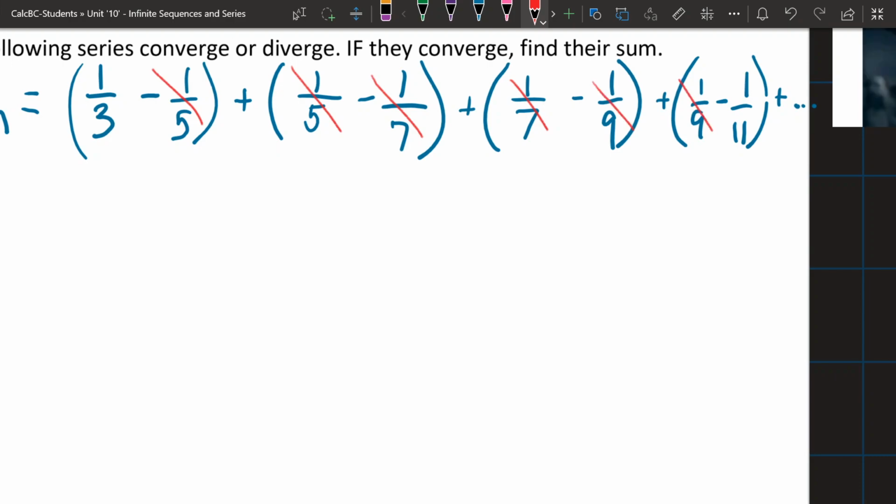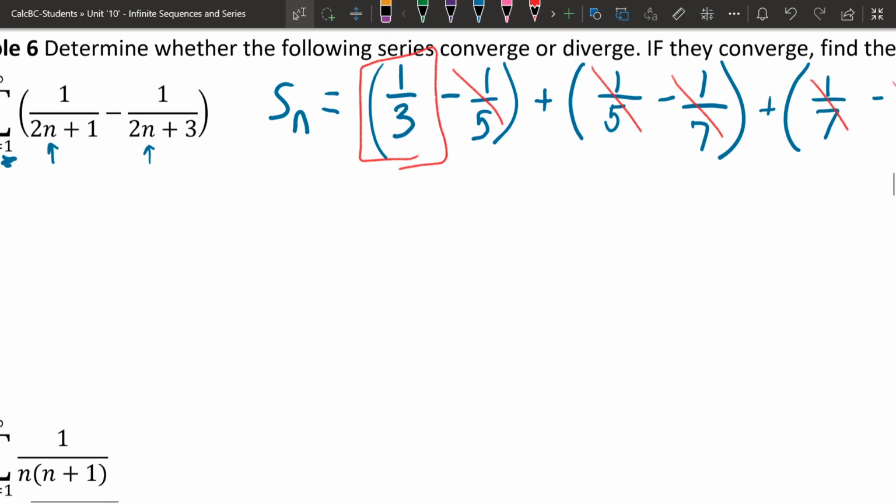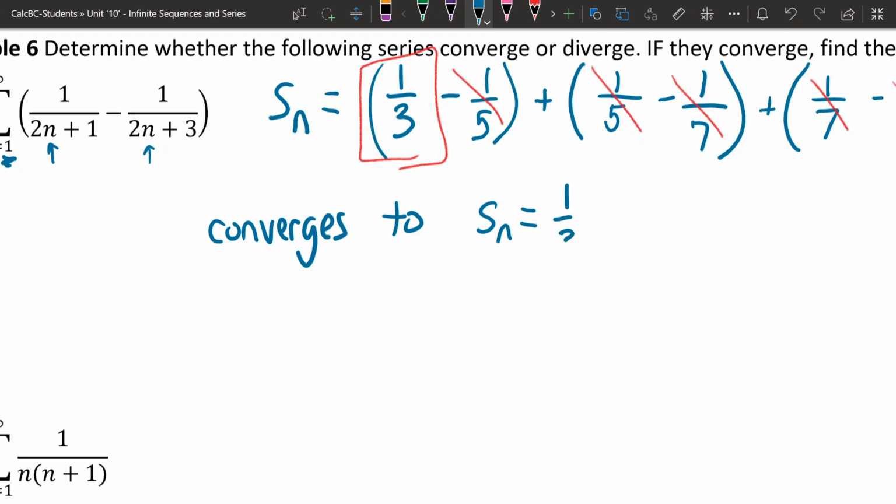1/9, and so on. And you can kind of see as we go out for the rest of our series, every term after that is going to kind of undo itself with the next term. So all that we're going to have left is this 1/3 here at the beginning. All right, so we say our series converges to that sum of 1/3.